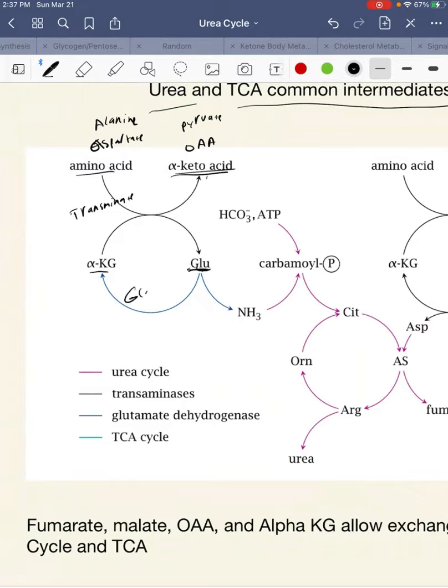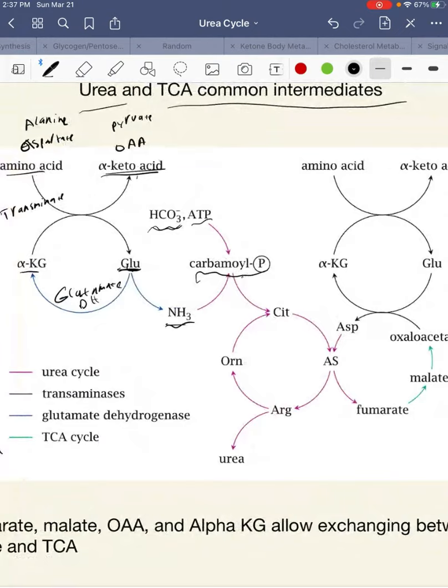So this is glutamate dehydrogenase. By the way, the key is down here. If you're unsure which ones are which, they're color coded. We convert back to alpha-ketoglutarate, and then ammonia is made, and then carbamoyl phosphate synthetase takes ATP, bicarbonate, and ammonia, and then we make carbamoyl phosphate. Carbamoyl phosphate comes in with ornithine, and then we make citrulline.